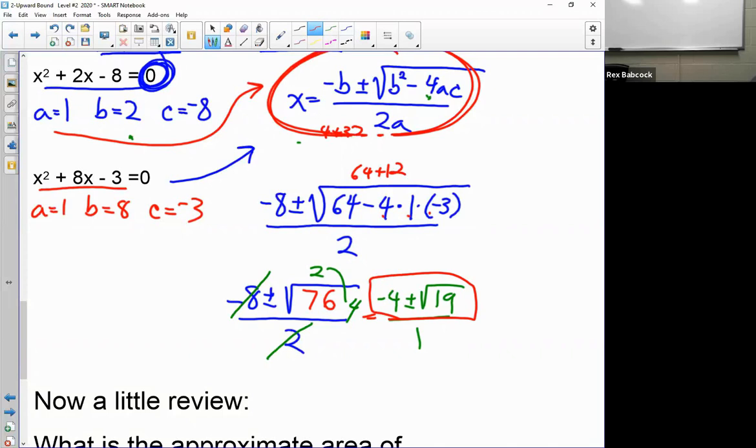Quadratic formula. A polynomial, there's a polynomial equals 0. It's very common. Solving quadratic equations.